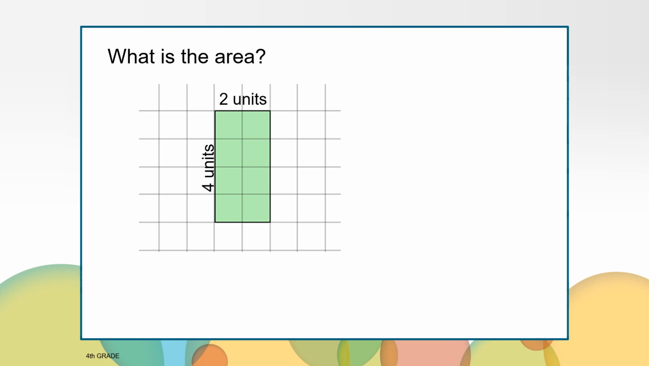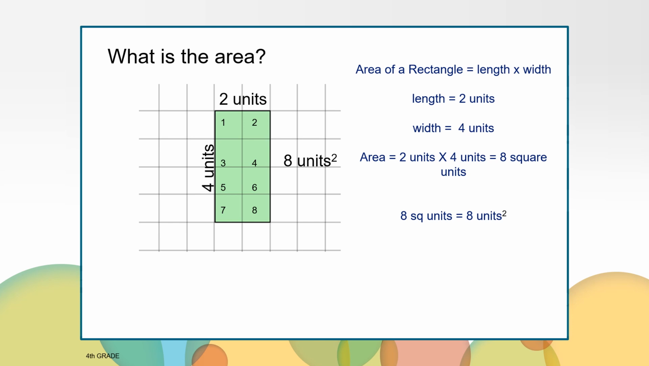One way to find the area of the shape is to count the square units inside. By counting, we can see that there are 8 units that fill this rectangle. We could also find the area by using multiplication. We can multiply the length times the width to get 8 square units.